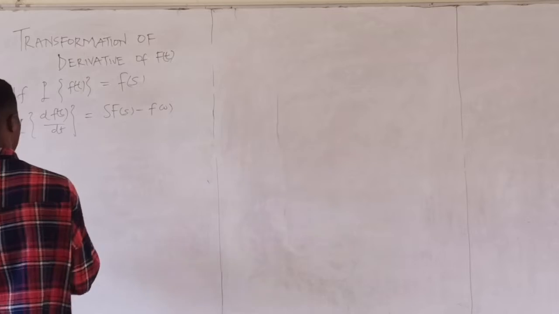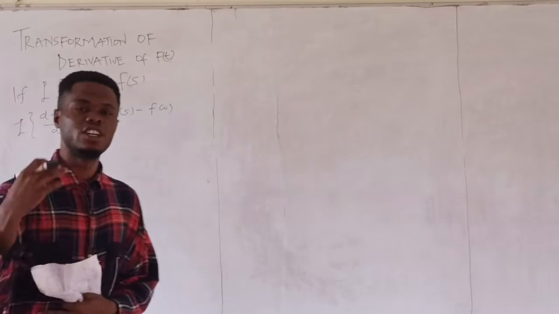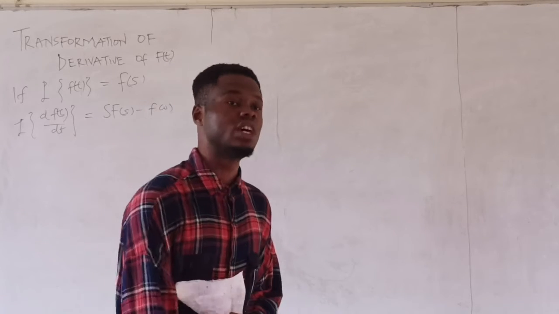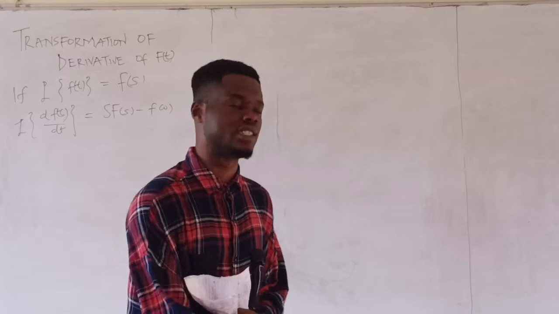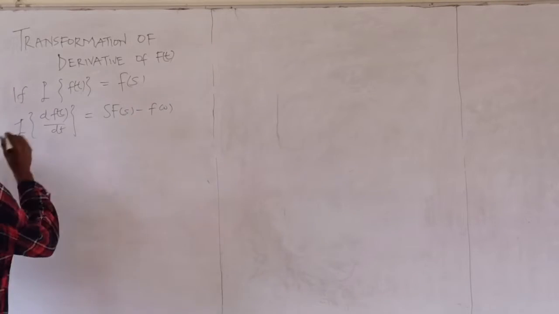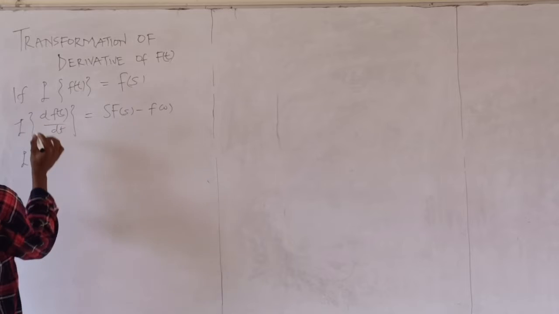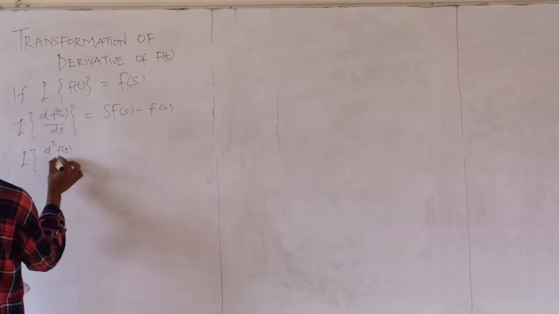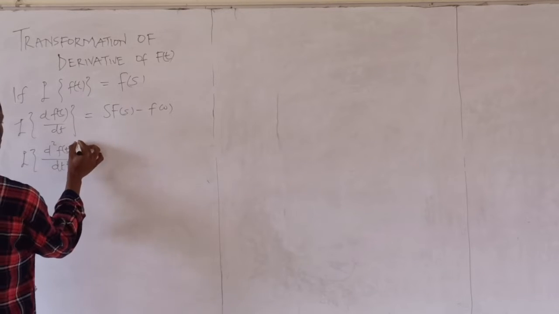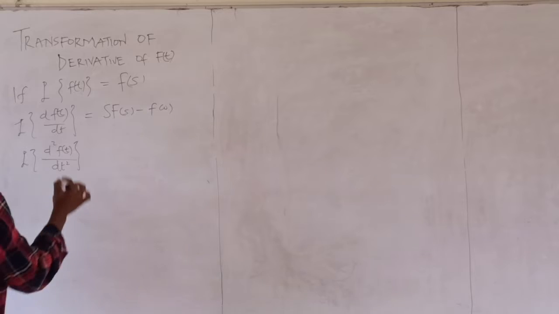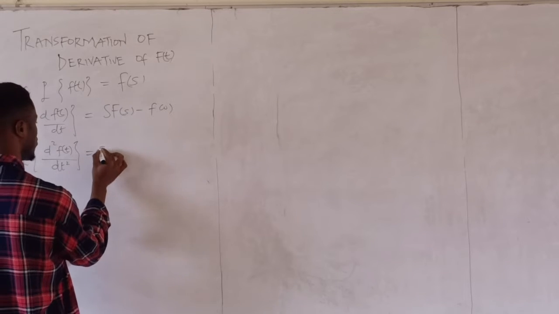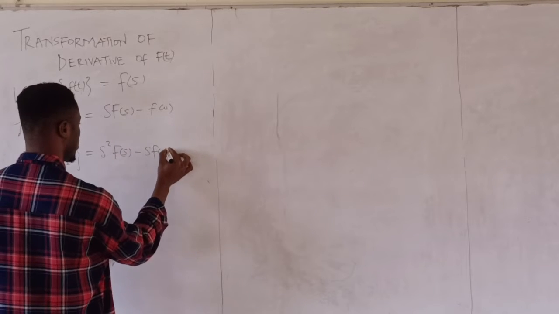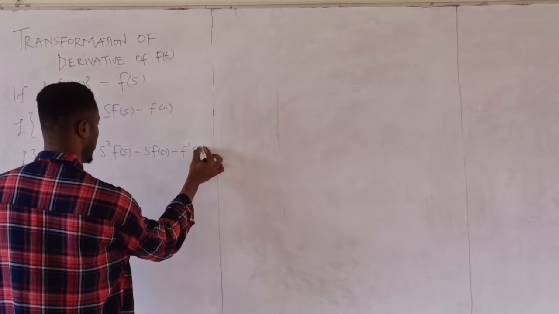So let's go further. What if this is for the first derivative? What if you want to find the Laplace of the second derivative, the Laplace of the third derivative, the Laplace of the fourth derivative, up to the Laplace of the infinite derivative? So let's say you want to find the Laplace of d squared f of t dt squared, right? What if you want to find the Laplace of the second derivative? So the Laplace of the second derivative will be equal to s squared F of s minus s f of 0 minus f prime of 0.